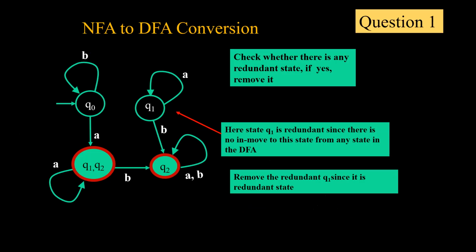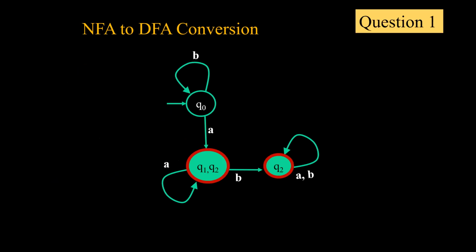Once I have converted this, the next important point is I need to check whether there is any redundant state. Just see this. Q1 state is one in which there is no in move from any other state. It has just two out moves, one corresponding to B and another corresponding to A. Since this state has no in move, it can be removed as it is a redundant state. So my final output corresponding to the NFA is this. I have a three state DFA generated corresponding to the initial input which I had.